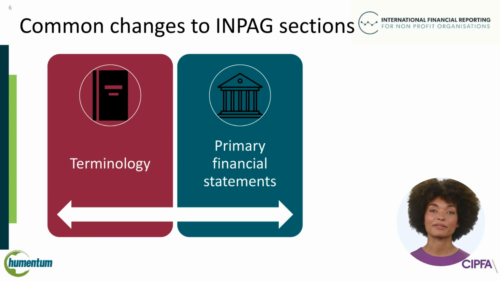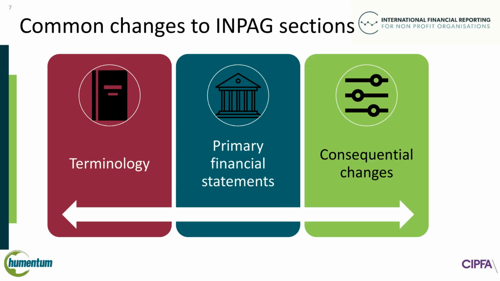Secondly, the names of some primary financial statements have been changed. INPAG proposes to have a statement of income and expenses and a statement of changes in net assets. The statement of comprehensive income has been omitted. All references to financial statements have been amended accordingly. Thirdly, there are some consequential changes as a result of amendments to other sections. These editorial changes ensure alignment across INPAG and consistency with the proposals in Exposure Draft 1 and Exposure Draft 2.